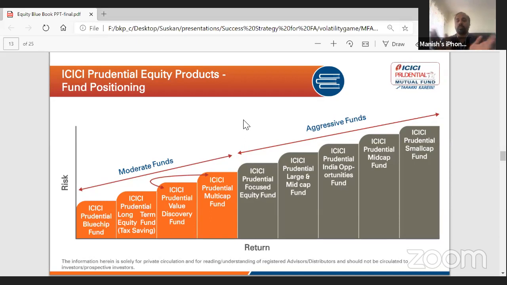This is how the whole basket of schemes you will find with most of the AMCs. This is our basket at ICICI AMC. If your investor has an extremely high risk appetite, you can suggest small cap. If somewhere in the middle or moderate, you can suggest value discovery. And if he's extremely risk averse on diversified equity schemes, you can recommend blue chip. That's from the equity basket.